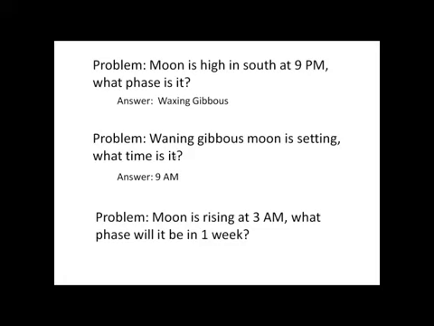Finally, we're going to take these two concepts and put them together with a third concept. We have the moon rising at 3 a.m., so we know the time. We know where the sun is. We know that the moon is rising, so it's in the east. So now we need to determine the phase of the moon. Once we determine the phase of the moon at this configuration, we need to determine what phase it will be in 1 week. So then we work our way 2 phases counterclockwise through the drawing to determine what the phase will be in 1 week.